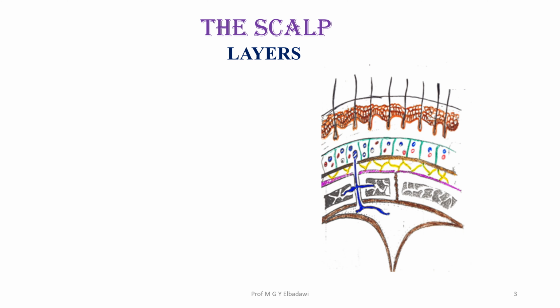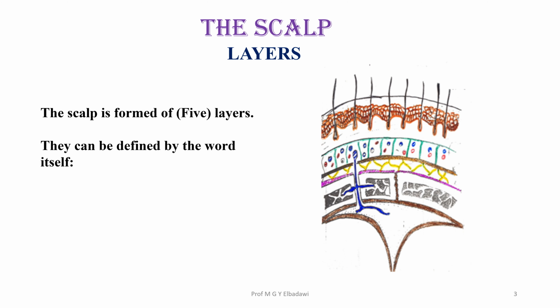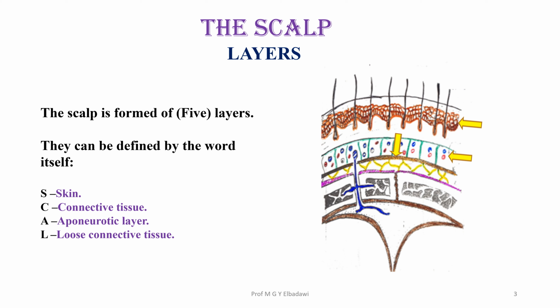The scalp has 5 layers. Usually, it is said they can be remembered by the letters of the word SCALP. The first layer is the skin. The second layer is connective tissue. The third layer is the aponeurotic layer, or the aponeurosis of the occipitofrontalis. The fourth layer is the loose areolar connective tissue deep to the aponeurosis. And lastly, the periosteum, or the pericranium, on the outer surface of the skull bones.